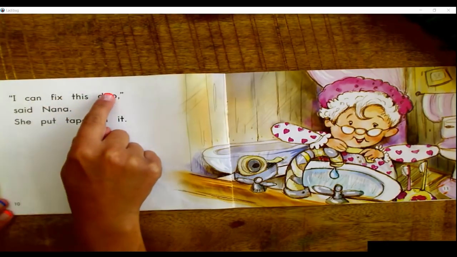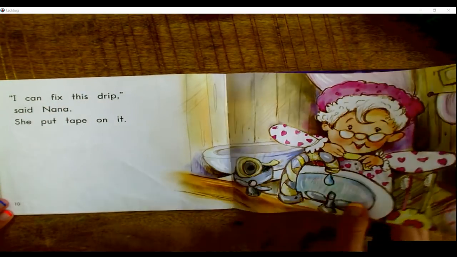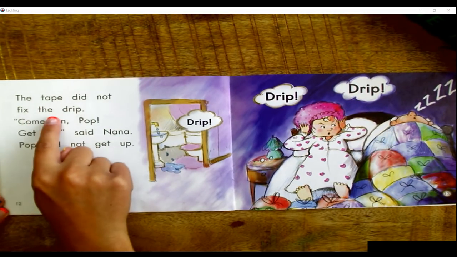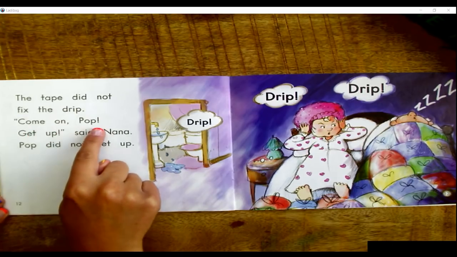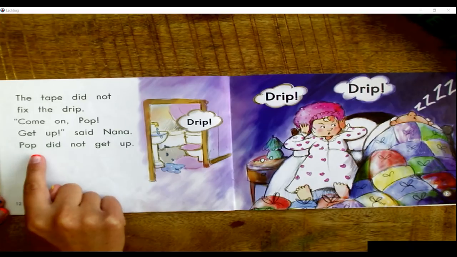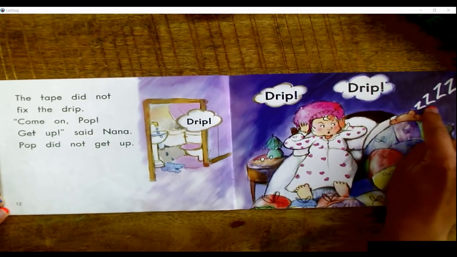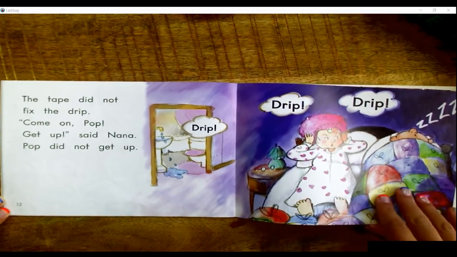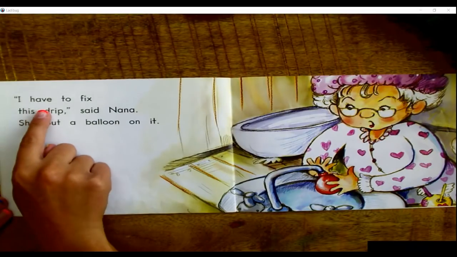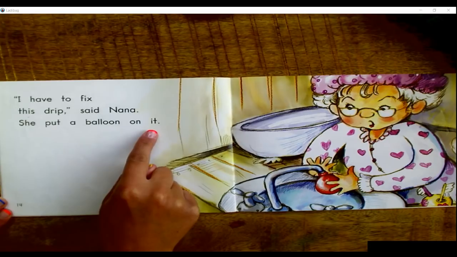I can fix this drip, said Nana. She put tape on it. The tape did not fix the drip. Come on, Pop. Get up, said Nana. Pop did not get up. Drip, drip, drip. Zzz. He is still snoring. I have to fix this drip, said Nana. She put a balloon on it.